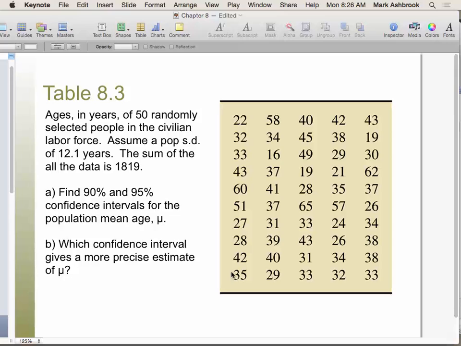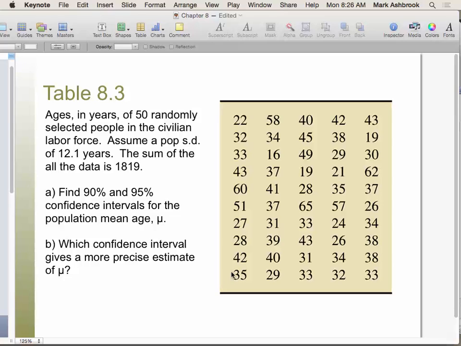Okay, so here are the ages in years of 50 randomly selected people in the civilian labor force. Assume a population standard deviation of 12.1 years. They're saying the sum of all these 50 data values is 1819. That's a little hint to help you find the mean of that data, okay? So we want to find 90% and 95% confidence intervals for the population mean age, mu.